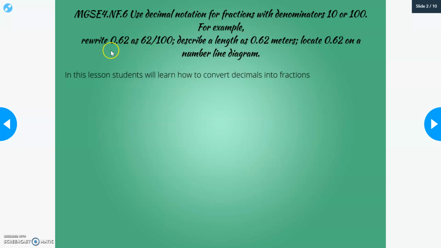Let's say, for example, you have the decimal 0.62. And I'm pretty sure you're saying, well, Miss Kendall, how do you know that's 0.62? Well, of course, I know my place value, and you've been taught your place value as well. The 0 represents our placeholder for our whole numbers in the ones place. We don't have any whole numbers, so we're going to just put a 0 for a placeholder.